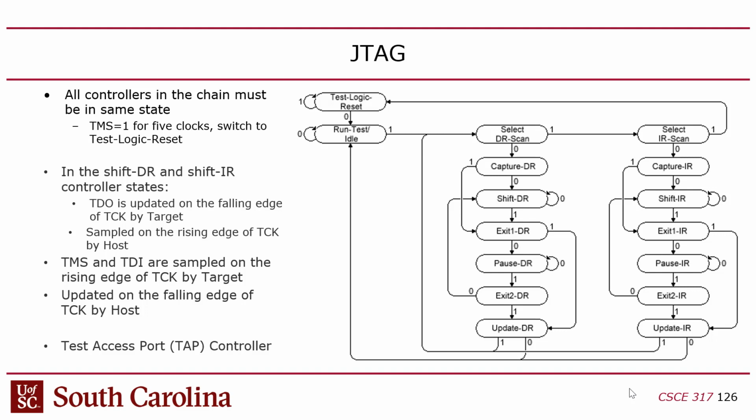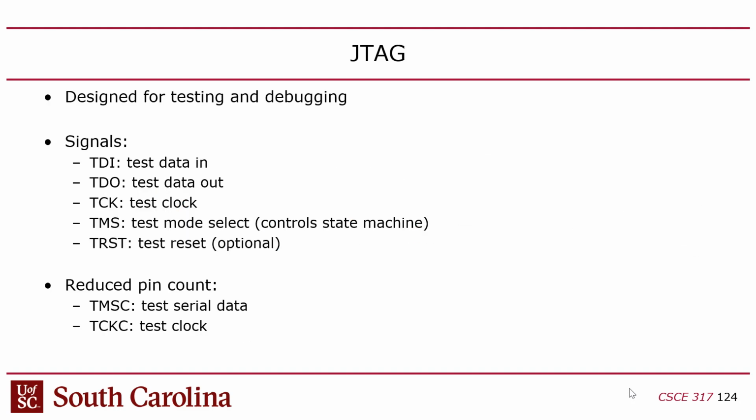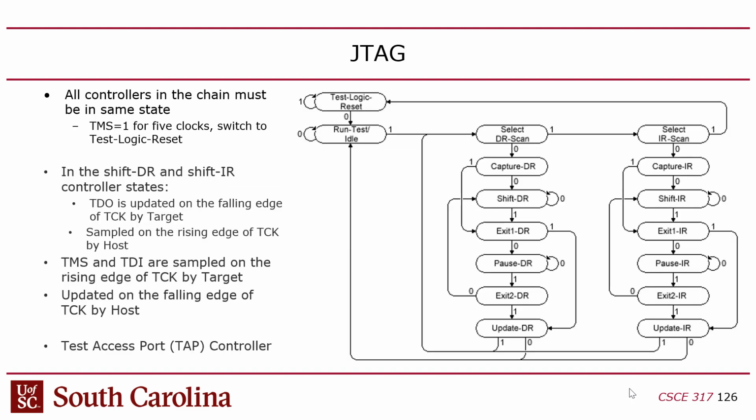Say I'm in this state. If the TMS is 1 and I leave it at 1, I'll jump to here, and then I'll jump to here, here, and then back to here, right? So there's a pathway. Generally when you start up, assuming you don't have this optional test reset pin, all you have to do to reset everybody on the chain is put the TMS to 1 and clock it 5 times, and they'll all be in this state guaranteed, even if they start up in a random state.